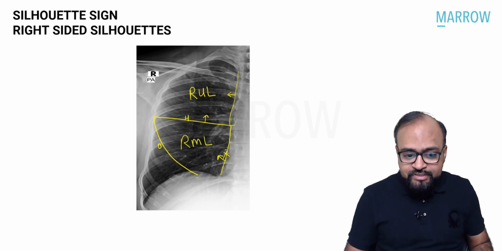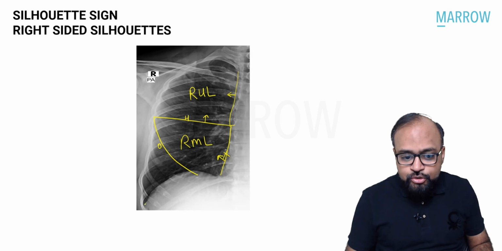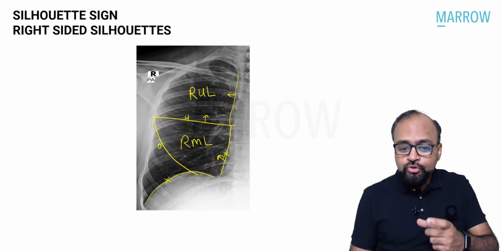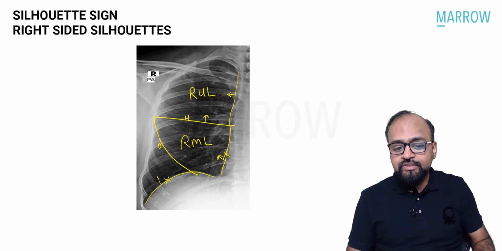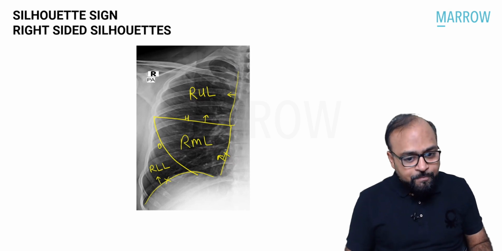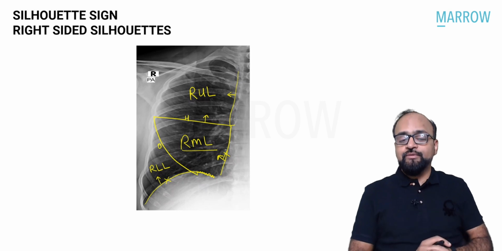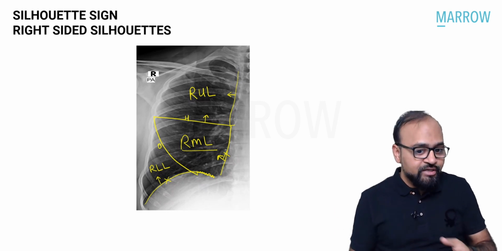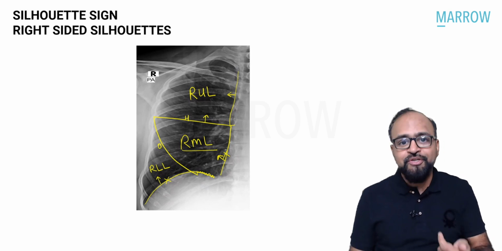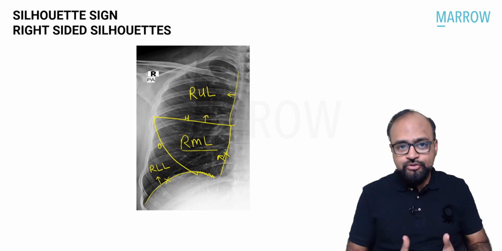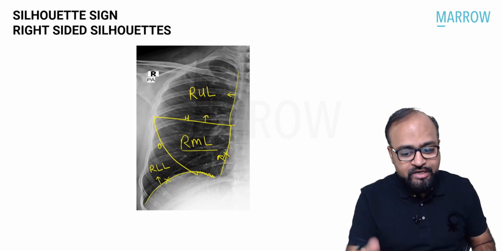If your examiner is telling you that the right dome of diaphragm is obscured, then most of the right dome of diaphragm is lined by the right lower lobe, but some part of it towards its medial aspect is also lined by the right middle lobe. So if the right dome of diaphragm is obscured, the disease is more likely to be in the right lower lobe, but occasionally it could also be in the right middle lobe. So that is how the questions are going to be asked on silhouette signs. This was the question which was indeed asked this time.